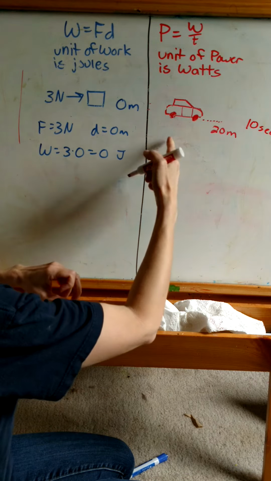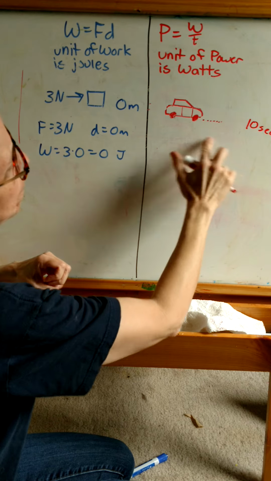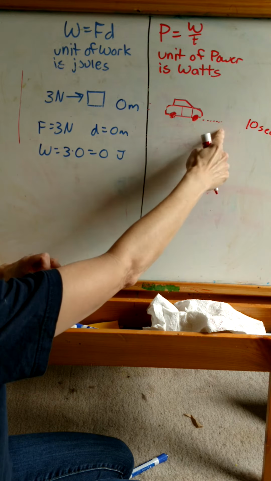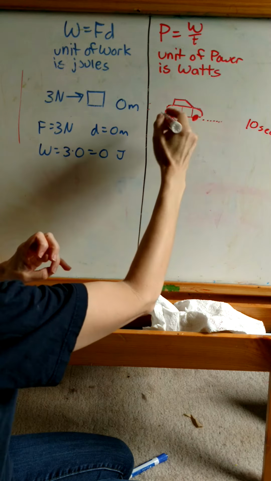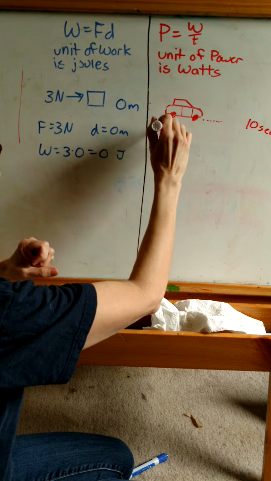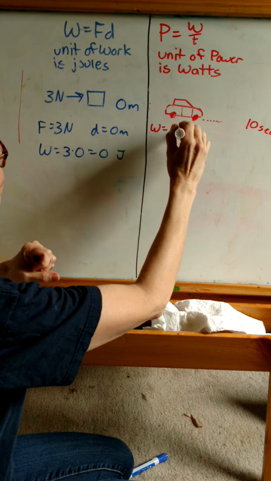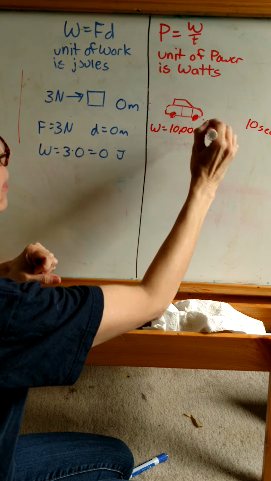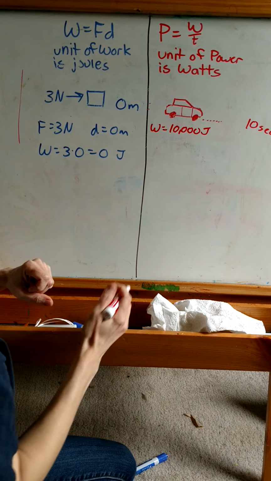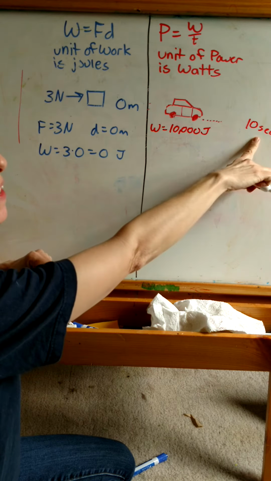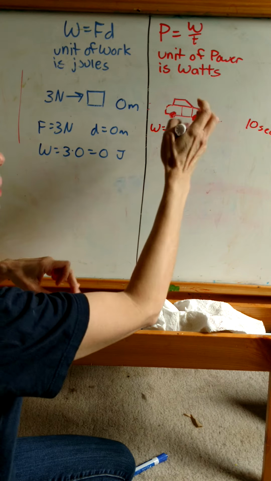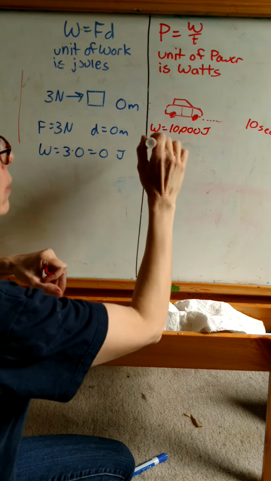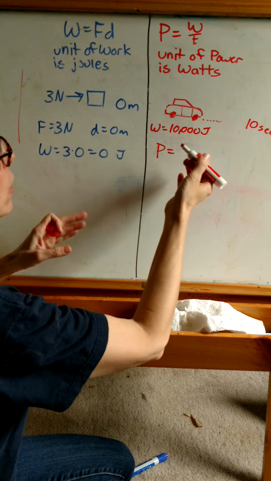So let's say that I push a 1,000 kilogram car. Let's say that I push it for 10 meters, okay? Let's say that the amount of work that took was 10,000 joules of work, and let's say that it took me 10 seconds to push that car that distance. How much power is in this situation?